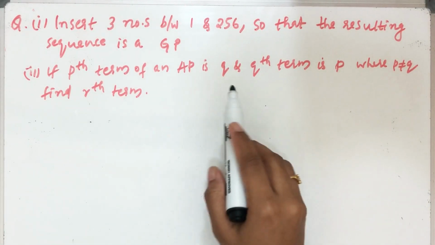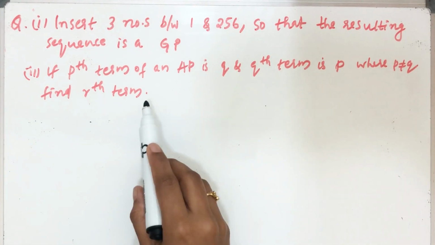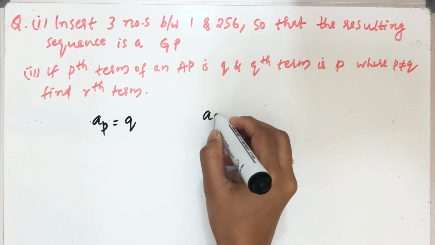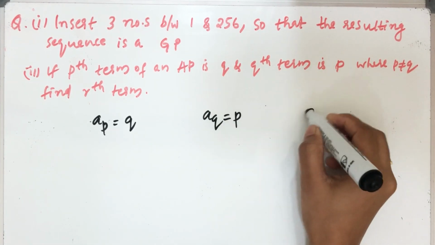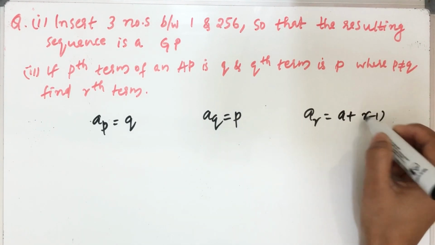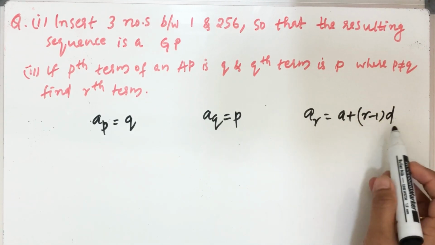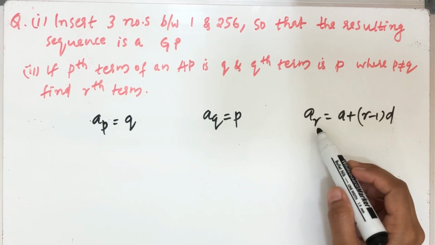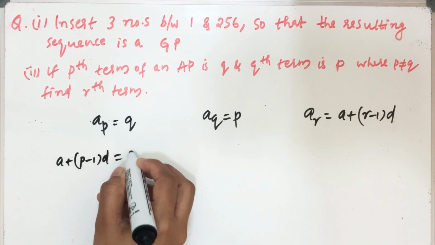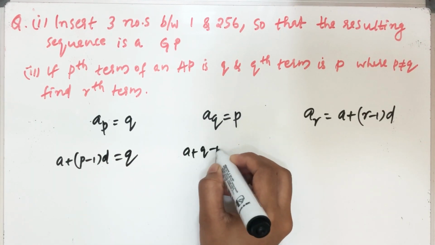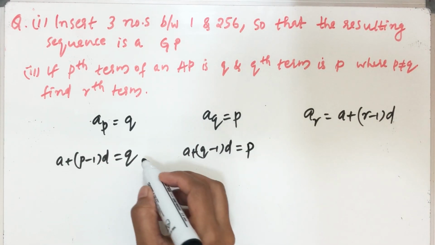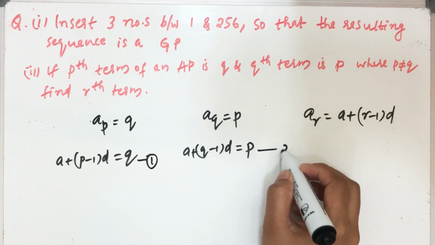Second question: Pth term is Q and Qth term is P. Find rth term. That is, AP is given, which is equal to Q, and AQ is equal to P. We have to find AR. We know the nth term is A plus n minus 1 into D. Here instead of n we have r. Like that, here we can write A plus P minus 1 into D is equal to Q, and AQ is A plus Q minus 1 into D, which is equal to P. Take this as the first equation and this one the second equation.